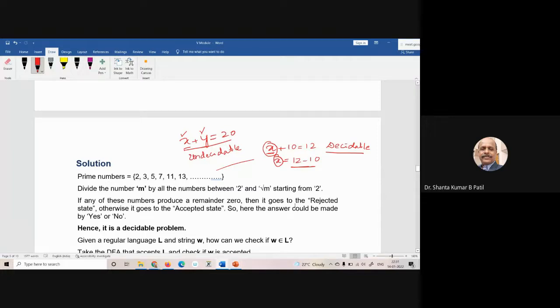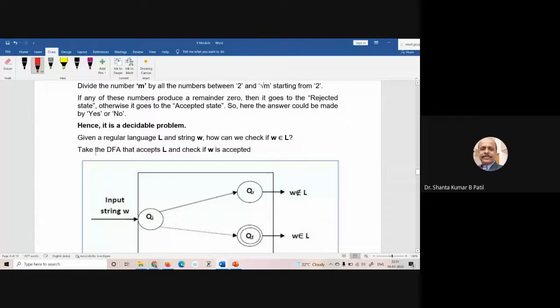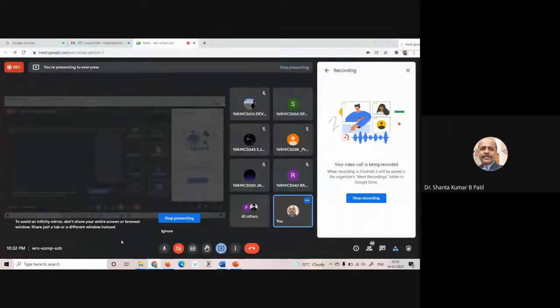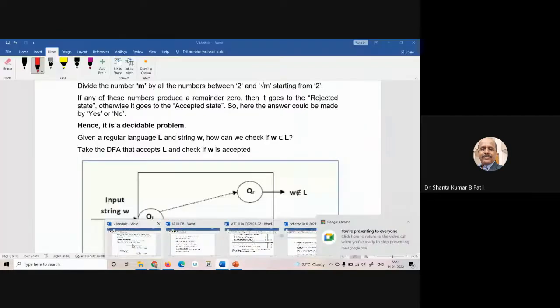Many times questions are there on decidable and undecidable, so please go through decidability and undecidability. Given a regular language L and a string W, how can we check if W belongs to the language? Very simple. W belongs to the language if it is accepted by the Turing machine. Accepted means double circle. I can write W belongs to L. If the designed Turing machine does not accept it, that means an intermediate state, represented with a single circle. Therefore, W does not belong to the language.